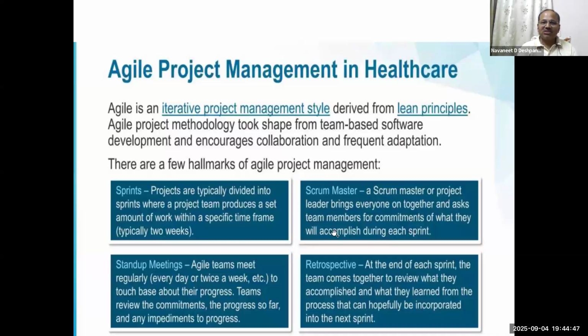So that's how the iterations are done. And retrospectively, at the end of each sprint, the team comes together with a review and discusses what they learned from the previous process that can hopefully be incorporated into the next sprint. So all these four things, sprints, stand-up meetings, the Scrum Master, and retrospective thinking, are the larger models in which agile project management in healthcare business is being taken care of.